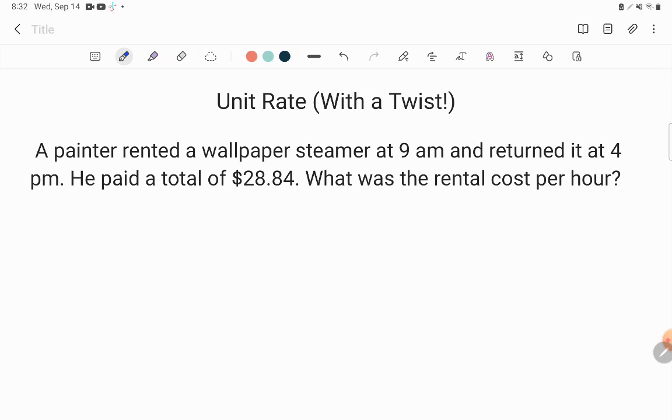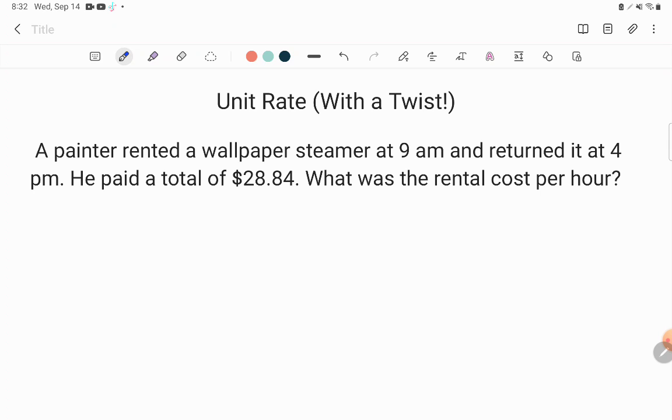It says a painter rented a wallpaper steamer at 9 a.m. and returned it at 4 p.m. Okay, interesting. He paid a total of $28.84. Sounds like a good deal. Wonder where he got his steamer. What was the rental cost per hour?